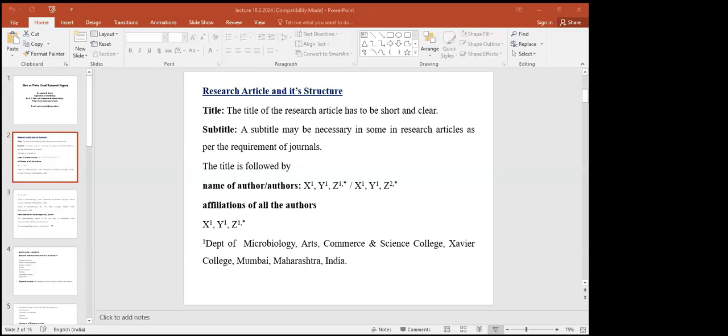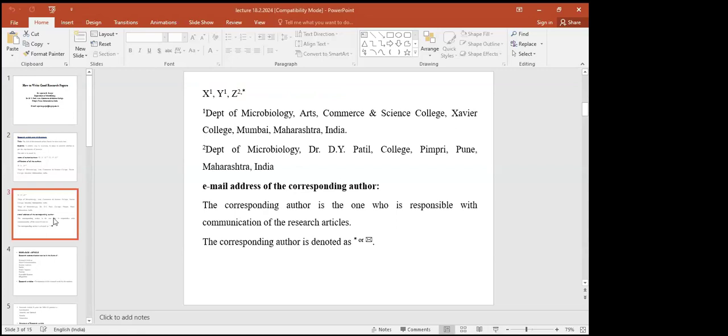Can you see the next slide? Yes, is it visible? Yes, ma'am, it's visible. So here, as I have mentioned, it is 2. In the first one, you can see Department of Microbiology. I've just taken a random example. Sorry for the interruption, ma'am, can you please move the slide? It's come back to the same slide. Now it's visible.